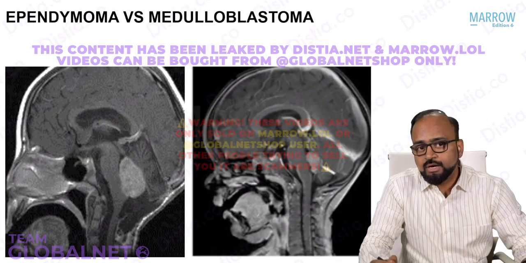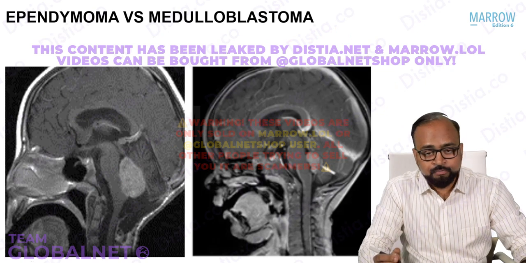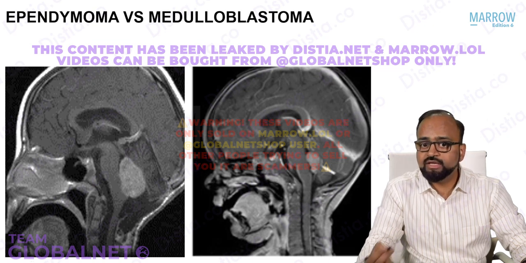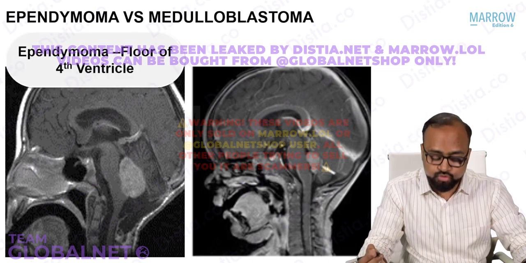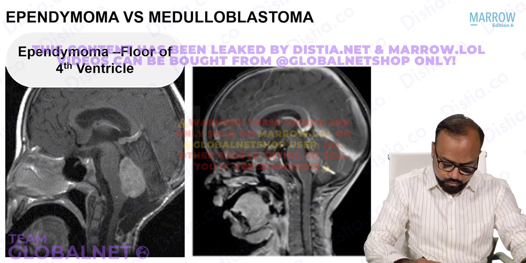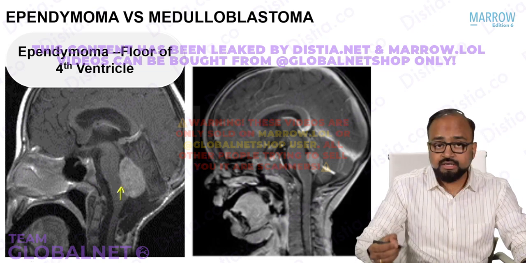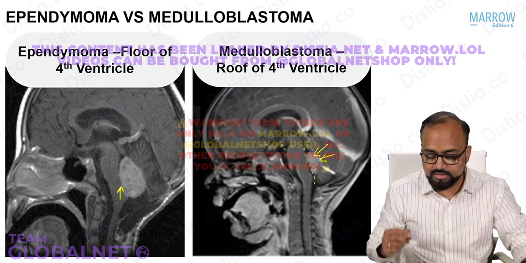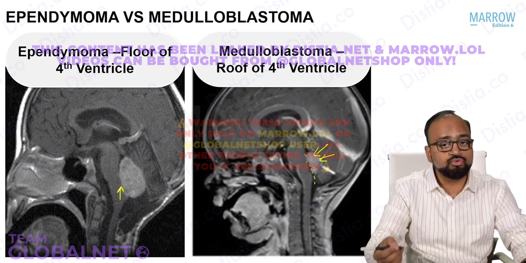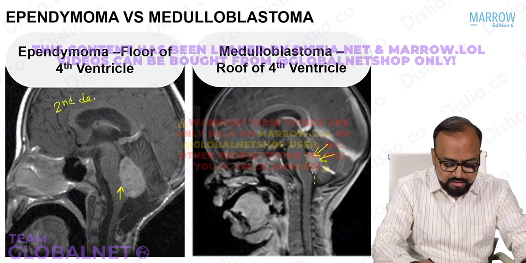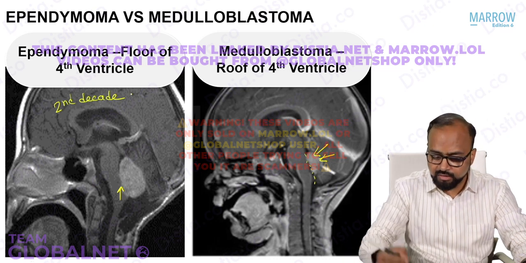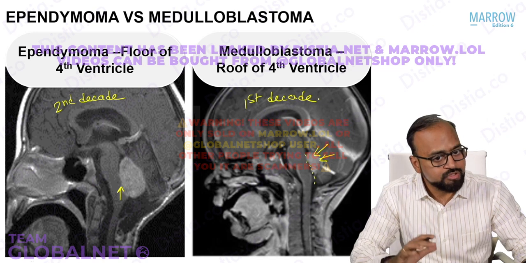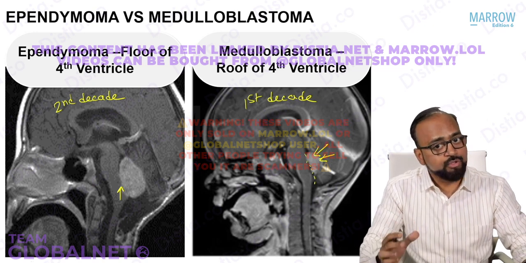Now we have just discussed ependymomas and medulloblastomas, right? Let us try and distinguish between them. One of the most important ways to distinguish between them is to look where they are arising from. Ependymomas usually arise from the floor of the fourth ventricle, as you can see here, whereas medulloblastomas usually arise from the roof of the fourth ventricle, so a classic plane is seen at the floor. Remember, ependymomas are usually seen in the second decade of life, so slightly later, whereas medulloblastomas are usually seen in the first decade of life, slightly younger children. So this is ependymoma versus medulloblastoma.